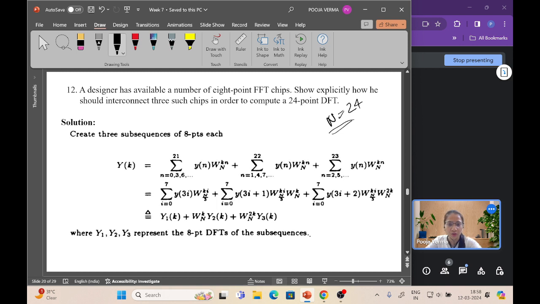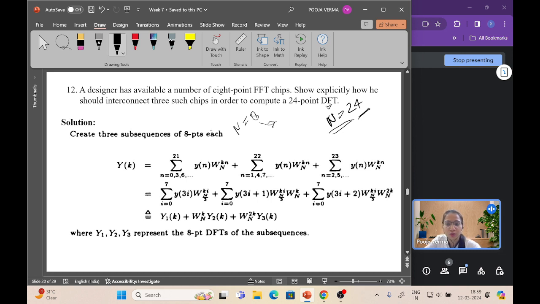Okay. So a designer has available a number of 8-point FFT chips. The designer has only 8-point FFT chips. But three such chips should be connected in order to compute a 24-point DFT, that is, three 8-point chips must be combined to get a 24-point DFT. So in that 24-point DFT, how are we going to make the 8-point DFTs so that we can combine these chips to make a 24-point DFT?